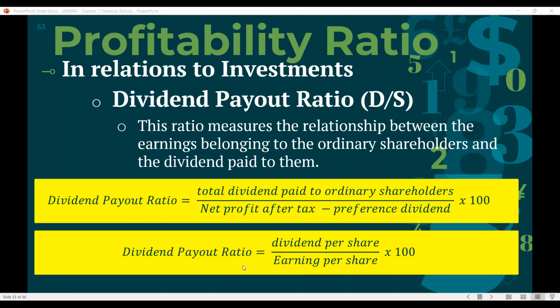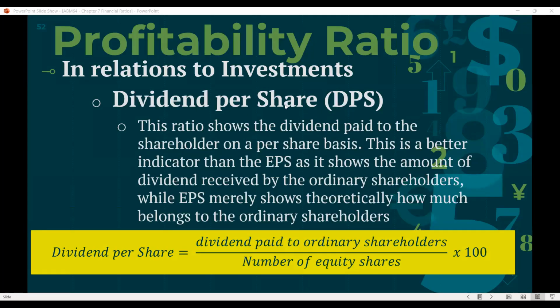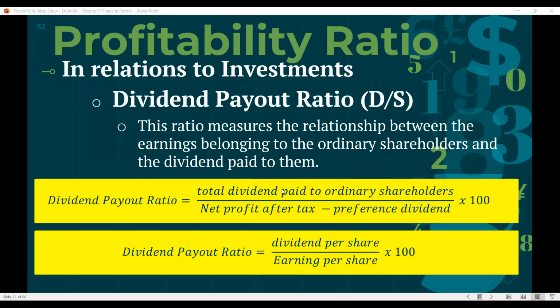And also, we have another type of formula. It's still the same, it depends on what is given. So dividend per share over earnings per share. So how much is their dividend per share and earnings per share, DPS, dividends per share over EPS. So that's how much your dividend payout ratio is, how much you can pay out directly. Multiplied by 100, so that's in percentage already.